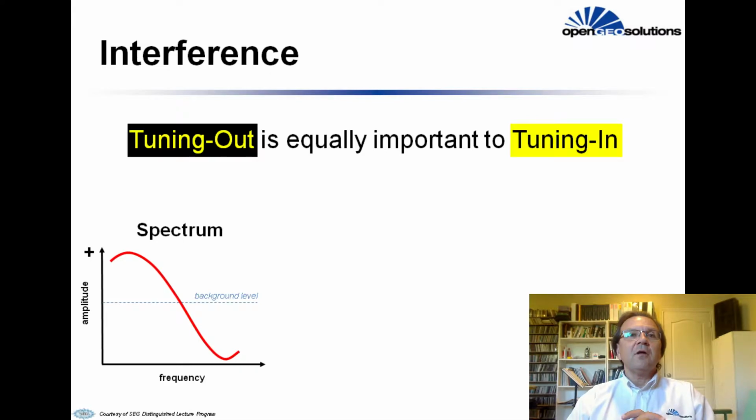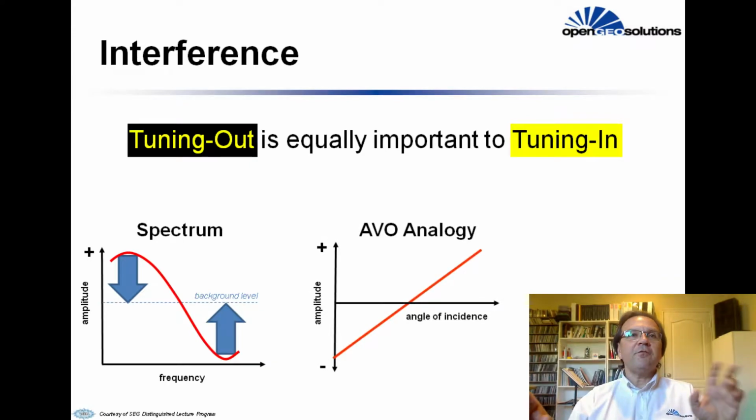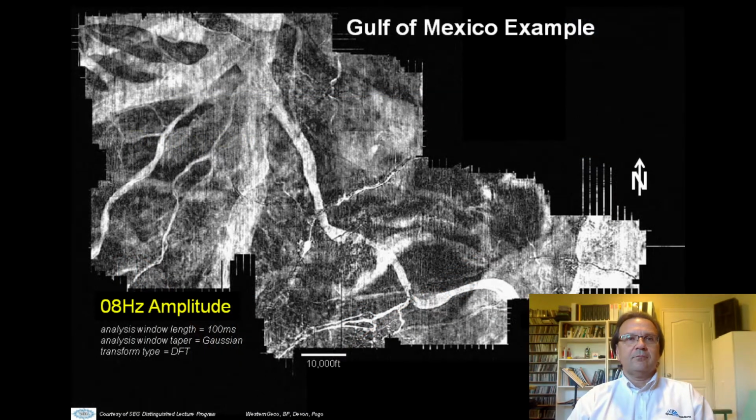For example, if something tunes in at lower frequencies and tunes out at higher frequencies, summing across that tuning transition will destroy the anomaly. This is analogous to what we see in the AVO world, where if you have the case of one polarity at near offset and the opposite polarity at far offset, if you stack the full angle range, you will destroy the AVO anomaly. Let's examine some of this behavior in the Gulf of Mexico example.